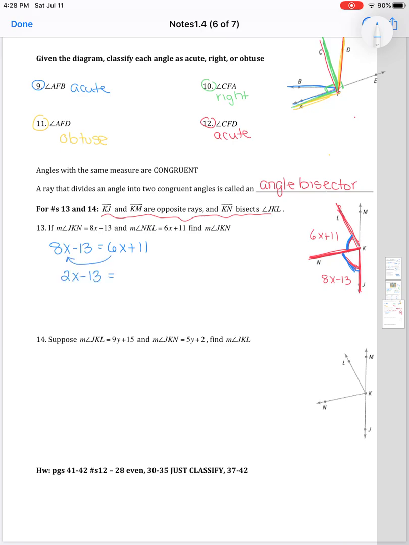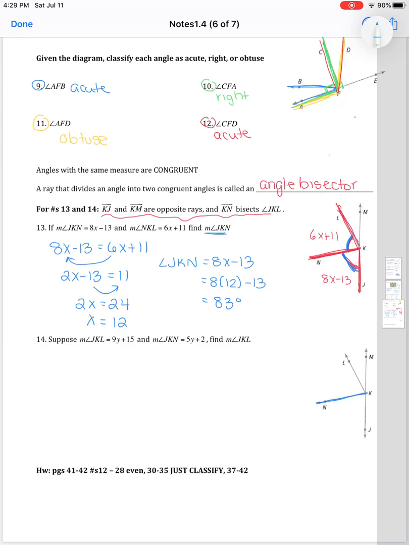So 8x minus 13 equals 6x plus 11. If I bring the 6x over, I get 2x. And if I bring the 13 over, I get 24, which gives me x equal to 12. Now the question, though, wants to know what JKN is. So angle JKN is equal to 8x minus 13. So we're going to plug in 8 times 12 minus 13. We use a calculator, and we get 83 degrees for our final answer.